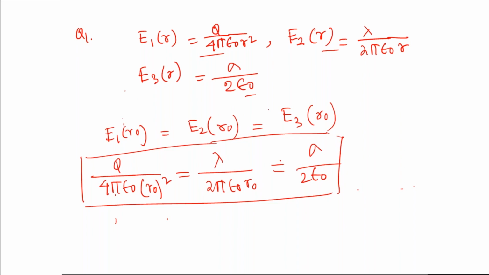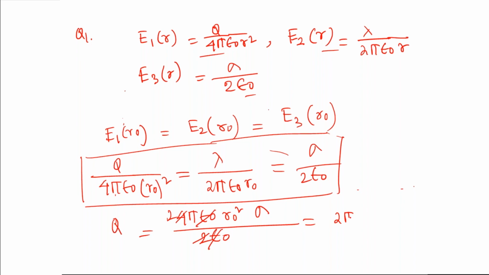divided by 2 epsilon. So this epsilon goes, okay, and this 2 goes. So what we get is actually 2 pi sigma r naught square. It is not 4 pi. It is given 4 pi sigma r naught square, but what we get is 2 pi sigma r naught square. So the first option is not correct.